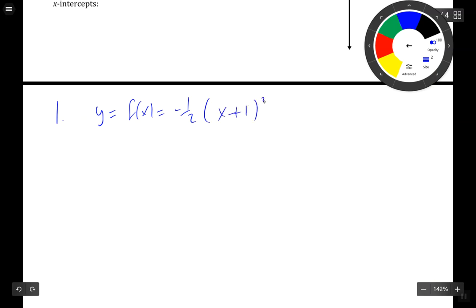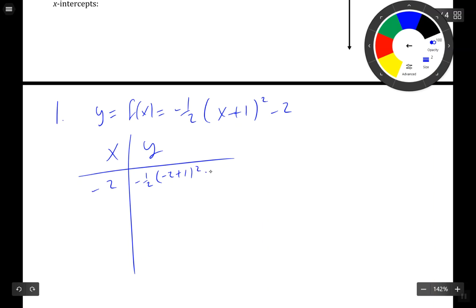So for number 1, this is our work for number 1. So for number 1, the equation was what? It was y or f of x equals -1/2 (x plus 1) squared minus 2, wasn't it? Did I remember it correctly? So here's our xy. For negative 2, what I did was I did negative 1/2 times (negative 2 plus 1) squared minus 2. What did that give me? That gave me negative 1/2 times negative 1 squared minus 2. Negative 1 squared is 1. 1 times a half is negative a half. That makes this negative 2.5, right?